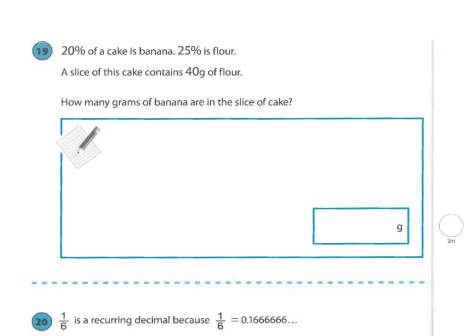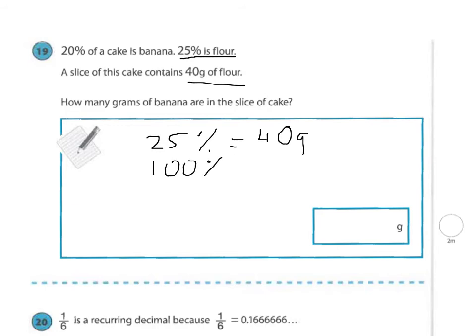Question 19. 20% of a cake is banana, 25% is flour. A slice of this cake contains 40 grams of flour. How many grams of banana are in this slice of cake? Well, I'm going to first focus my attention on the flour because we have 2 pieces of information about the flour. We know that the flour is 25% of the entire cake, and we know it's 40 grams. So if 25% is equal to 40 grams, that means 100%, or the entire cake, should be 4 times this. So it would be 160 grams.